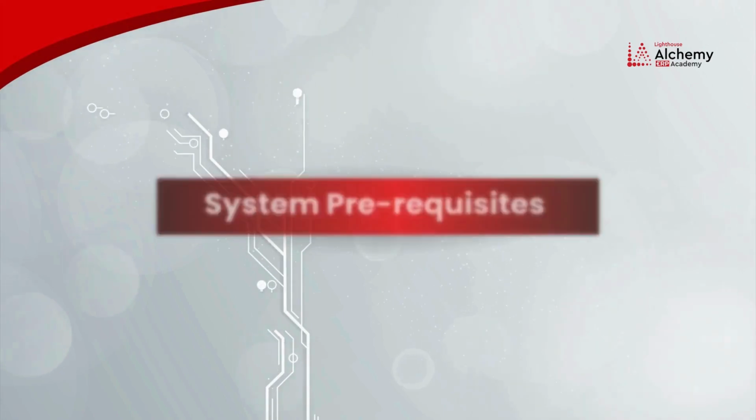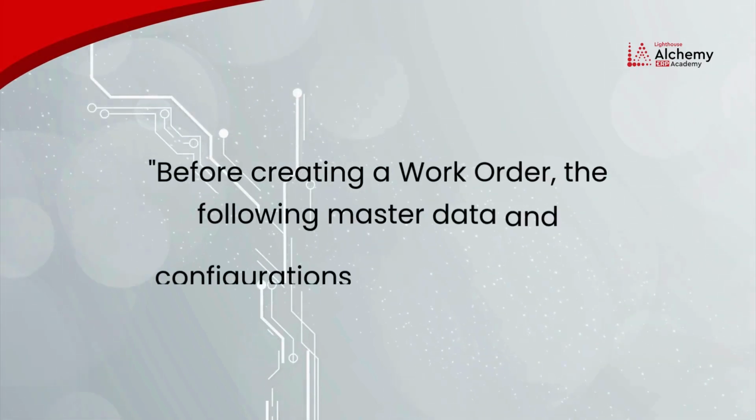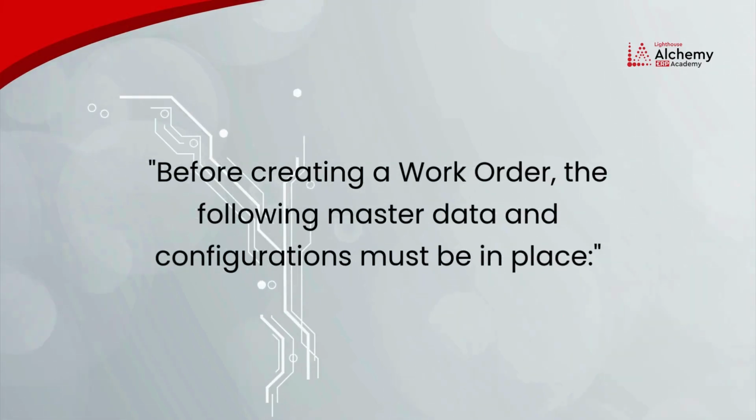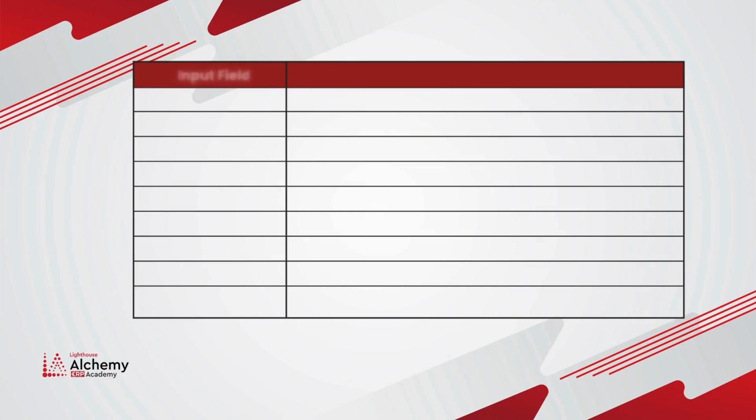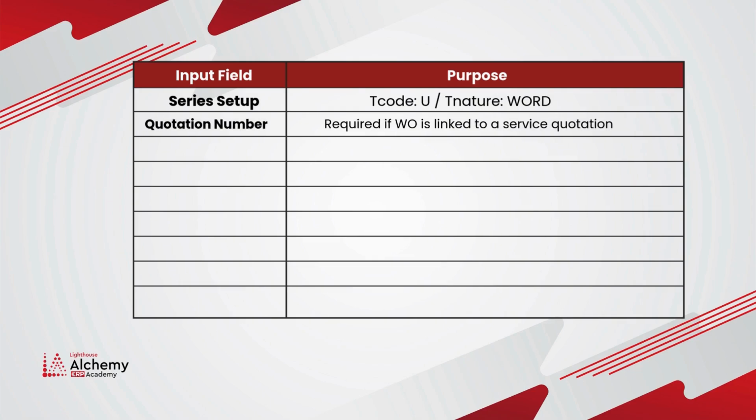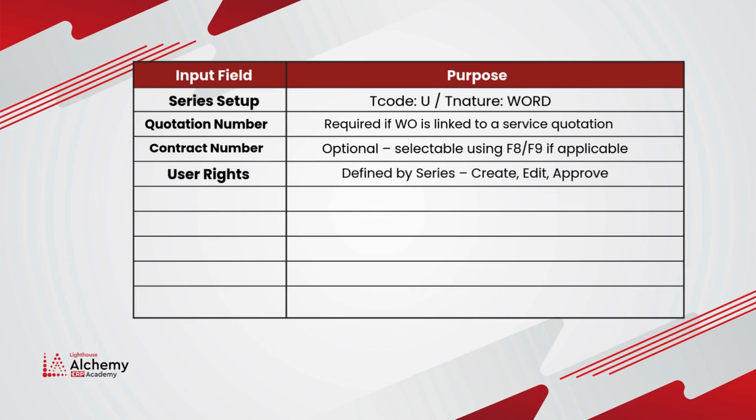System prerequisites. Before creating a work order, the following master data and configurations must be in place. Input field and purpose. Series setup, T-code, UNT nature. Work quotation number, required if the work order is linked to a service quotation. Contract number, optional, selectable using F8 and F9 if applicable. User rights, defined by series.